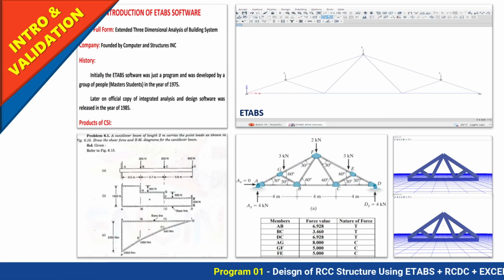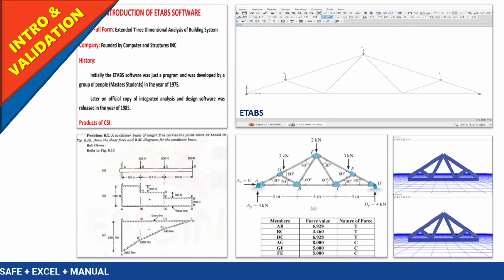We are trying to understand the algorithm of the software. Along with that, we are going to learn many things, like load application of different types: point load, uniformly distributed load, and area load. These are some important things to go through at the beginner level.